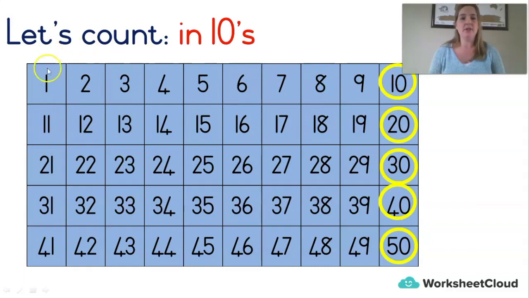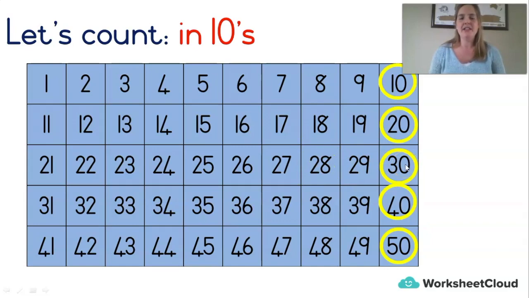Let's count. 1, 2, 3, 4, 5, 6, 7, 8, 9, 10. Let's plus 10. We've got 10 plus 1, 2, 3, 4, 5, 6, 7, 8, 9, 10 gets us to 20. Let's do it again. 20 plus another 10. 1, 2, 3, 4, 5, 6, 7, 8, 9, 10 is 30.